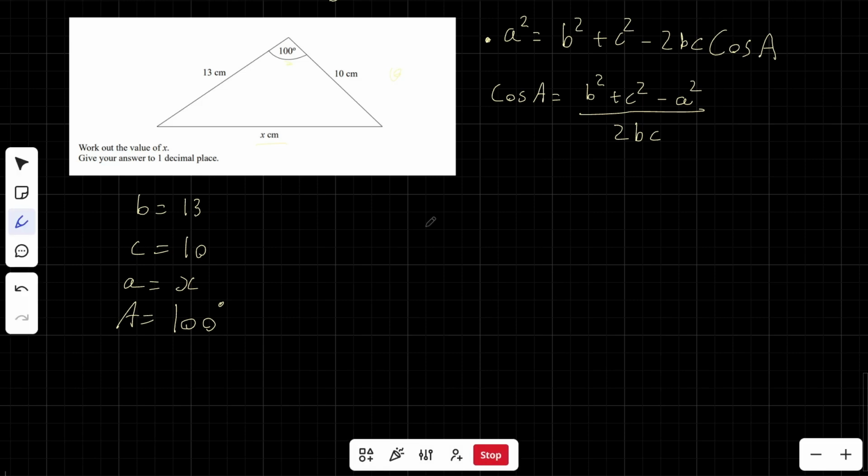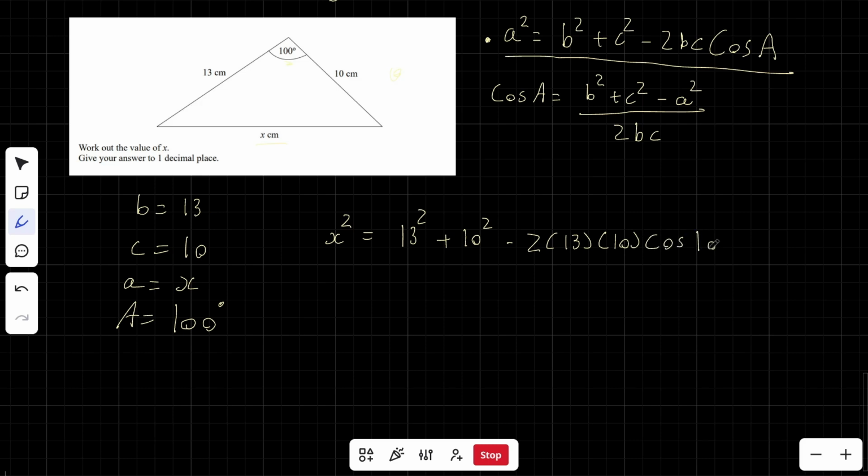Okay. So, if we plug this into the cosine rule here, we know that x squared is equal to 13 squared plus 10 squared minus 2 times 13 times 10 cos 100. We know that this is true. So you can then get your calculator and figure this out.